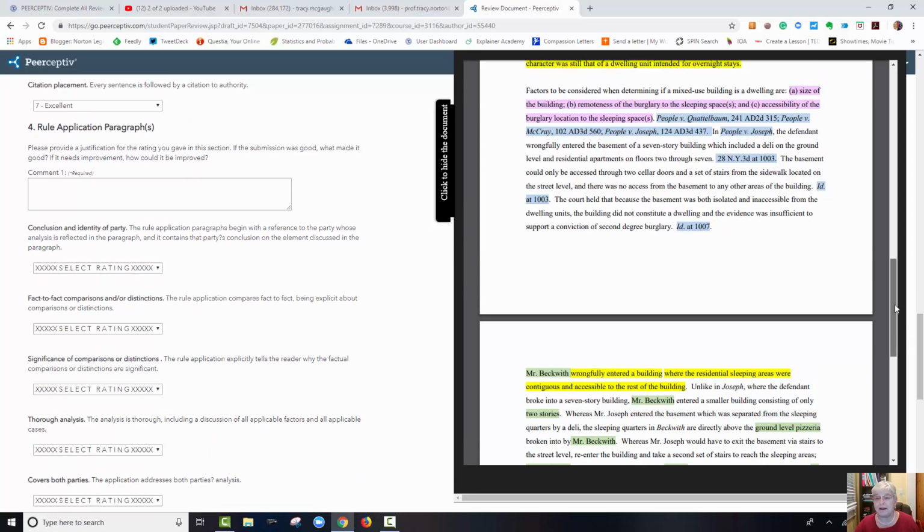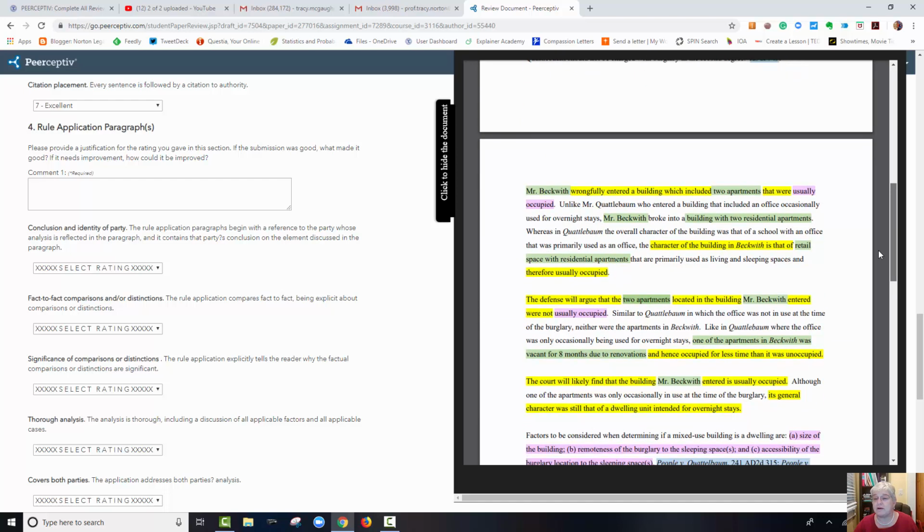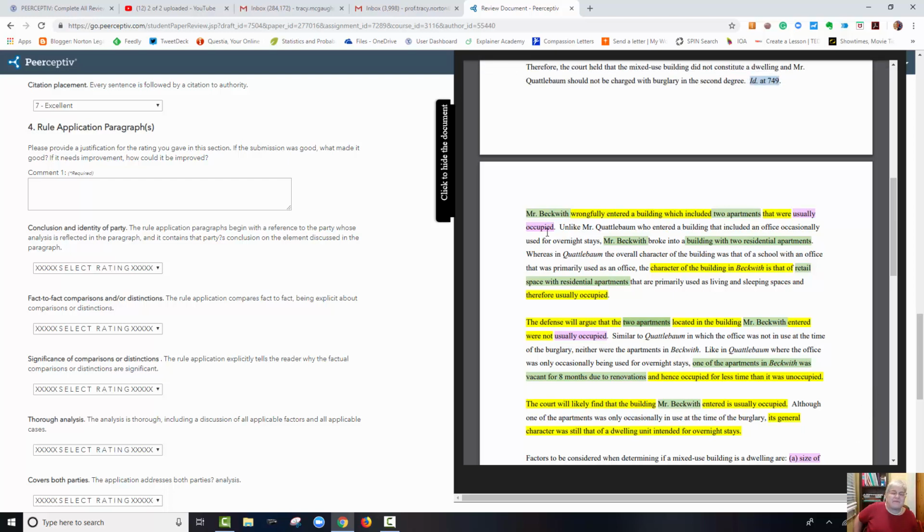Okay, next are rule application paragraphs. So we've got, "Mr. Beckwith wrongfully entered a building which included 2 apartments that were usually occupied." Okay, so the issue with this one is that first statement, wrongfully entered because they are usually occupied. Yeah, I think that's a valid conclusion there. It doesn't identify whose position that is, but it does say that they're usually occupied. I think it would be clearer if they started with "the prosecution would argue."